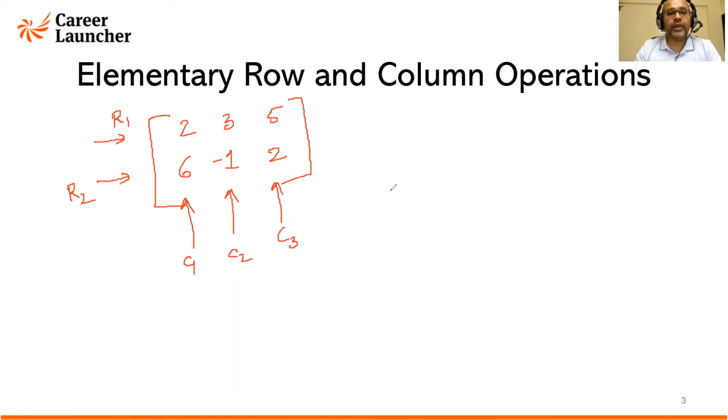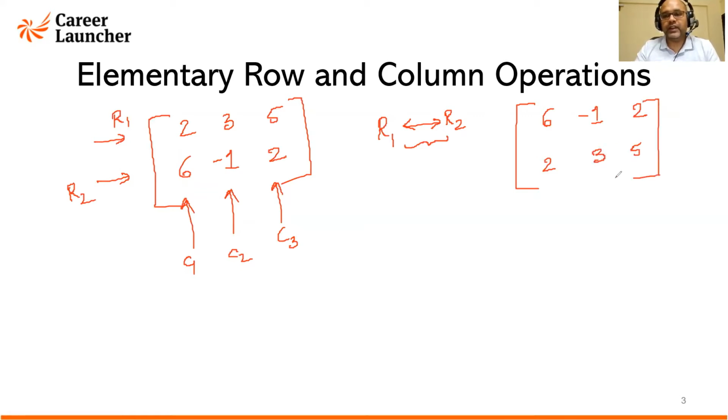Now, a row operation means you are interchanging row 1 with another row, and you write it like this. Basically, you are interchanging, nothing else. What does it mean? It means your matrix becomes 6, -1, 2, 2, 3, 5. This is called a row operation of interchange. So basically, you are interchanging a row with another row.